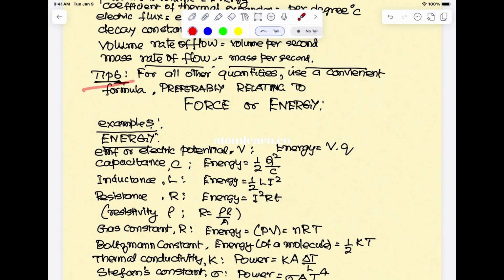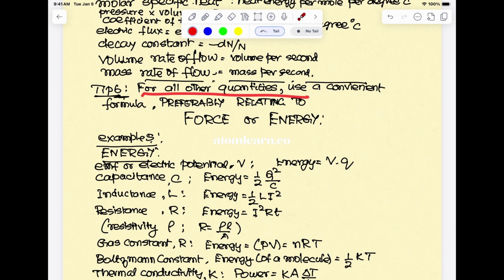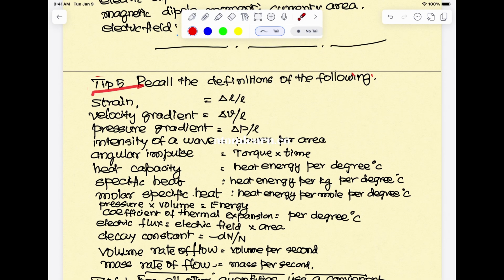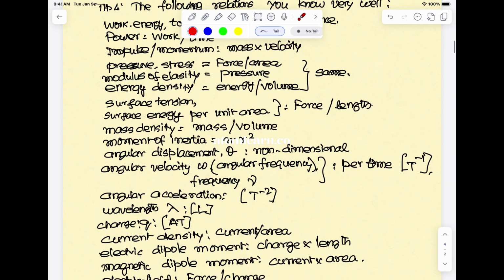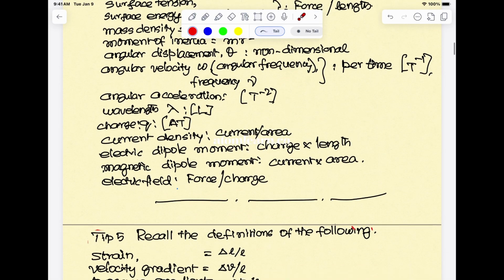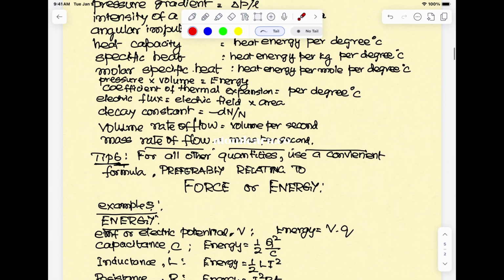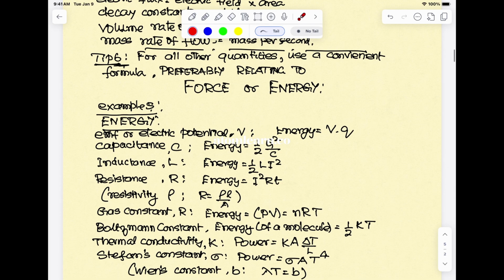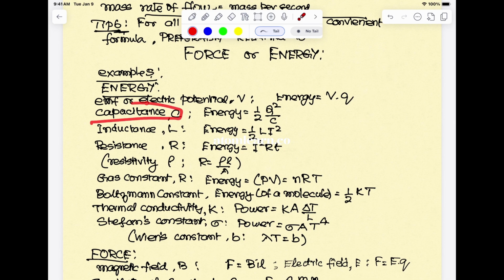Next, we go to tip number 6. Tip number 6 is the most important, for all the quantities not covered in tip 5 and tip 4. Because there are so many quantities which are not covered in tip 4 and tip 5. For them, it is always preferable that you derive on the spot using mainly the dimension for energy. Take, for example, capacitance. Capacitance is very difficult to memorize. Therefore, I don't want you to memorize the dimensional formula, as I told you.